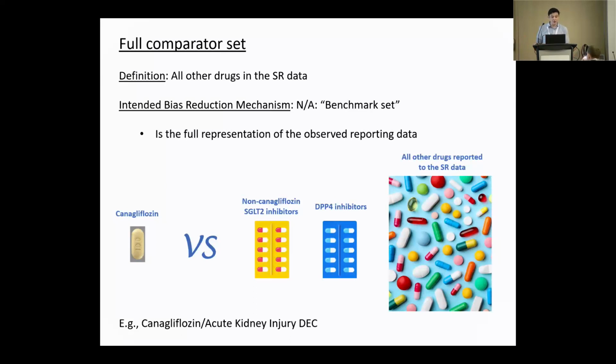So the first reference set is the full comparator set. This would be all other drugs in the spontaneous reporting database. And there's no intended bias reduction mechanism here because it's literally the full representation of the observed data. And so I'm going to call this the benchmark set, since there's nothing impeding this data set. And for the canagliflozin AKI example, this would be a comparison of canagliflozin against non-canagliflozin SGLT2 inhibitors, DPP-4 inhibitors, and all other drugs in the database.